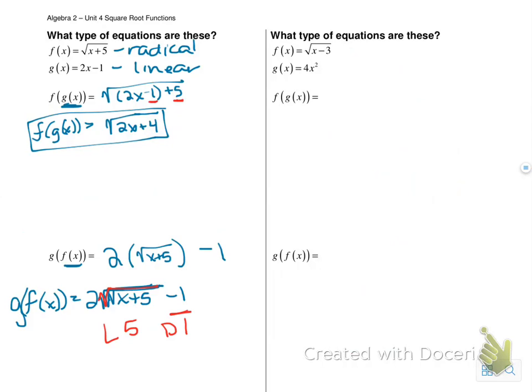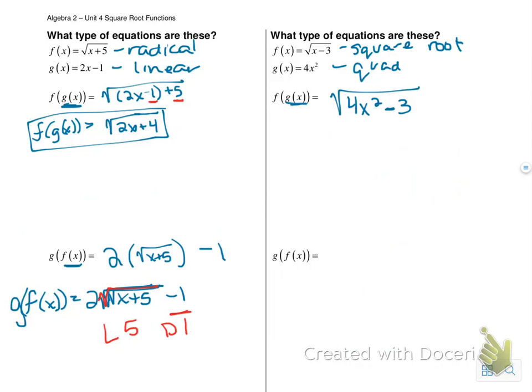Okay, last one. So now I have a quadratic here and a square root or a radical here. Okay, so first I'm going to put g inside. So I'm going to replace x with g of x. That's it. That's all I can do. I know there's something squared, but because it's doing subtraction first, I can't simplify it any further. So that's all I can do.